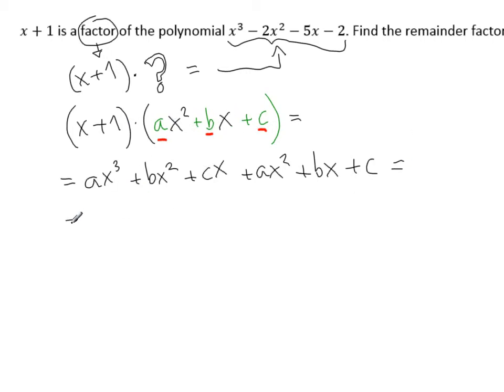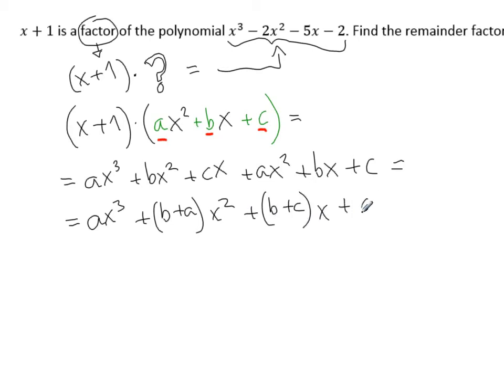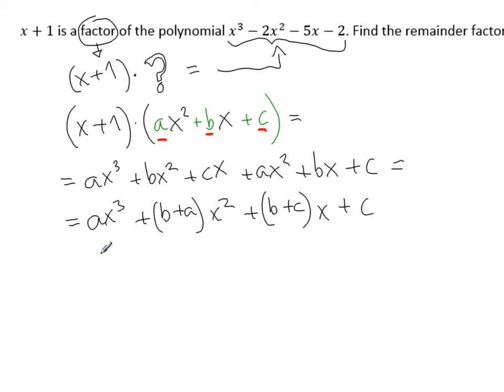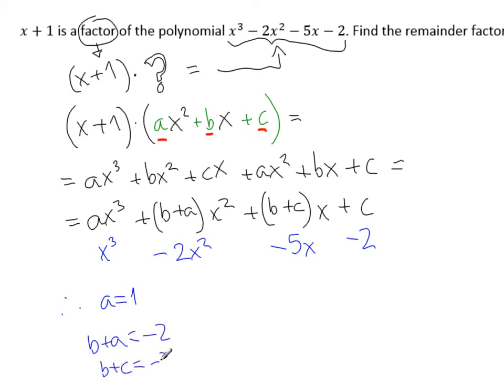Now I can group them and say, well, the x cubed is going to be a, but the x squared is going to be b plus a x squared, and the x to the power of 1 is going to be b plus c times x, all of it plus c. And now I can just check and say, well, a is going to be 1, right? I can compare this result with the polynomial that I have to get, which is x cubed minus 2x squared minus 5x minus 2. And I compare, and so a must be equal to 1. B plus a must be equal to minus 2, b plus c must be equal to minus 5, and c must be equal to minus 2.